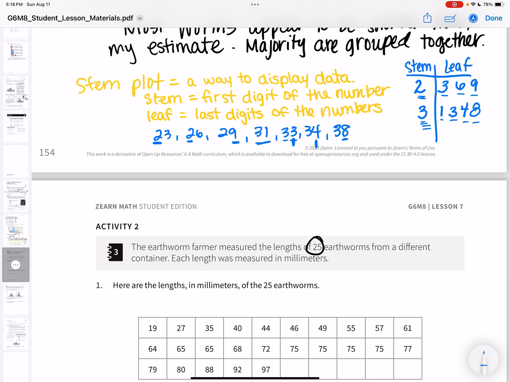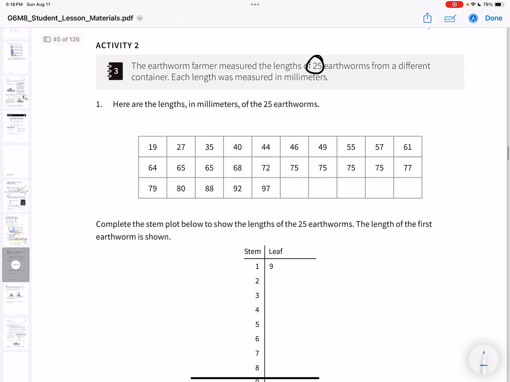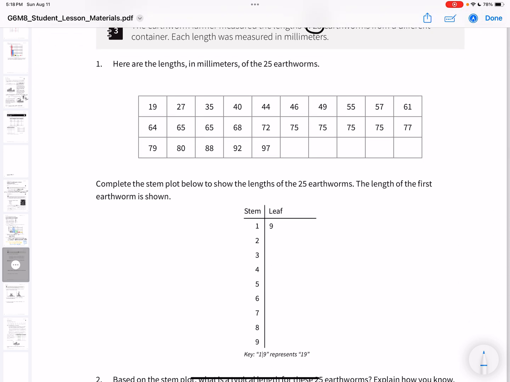All right, so here we go. It's asking us to complete a stem and leaf plot. So they've done the first one for us. You can see here 19 is done. The 1 is written under the stem and the 9 is written in the leaf. Now, we don't have any more 1 stems, so we're going to go to 2s, where we have 27. So the 2 is written for us, and we're just going to write the 7. Then we have 35. So again, the 3 is written. We write the 5. 40. So we write the 0 because the 4 is already there.